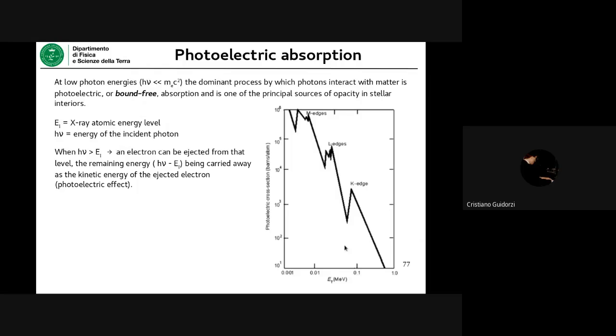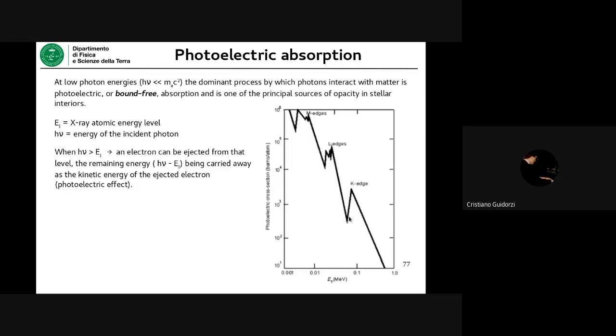So what does this mean in terms of photoelectric cross-section? It means that when the energy of the photon is lower than the K binding energy, there's no way, of course, because of the conservation of energy that I just told you, the electron can be ejected. So you see that the photoelectric cross-section goes like this.